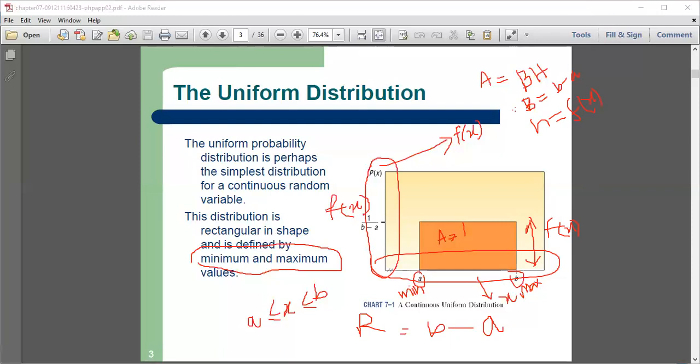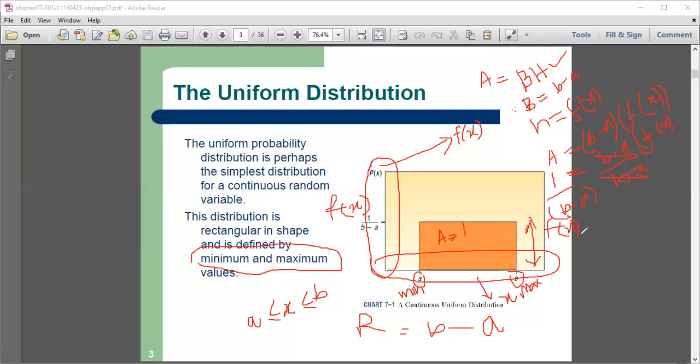So if we put the values in that formula, what will we get? The area is equal to b minus a into f of x, and here the area is equal to 1. So if we do a cross multiplication, if we divide both sides by b minus a, we get b minus a divided by b minus a. So it will be cancelled out. So here we are only left with the probability density function.